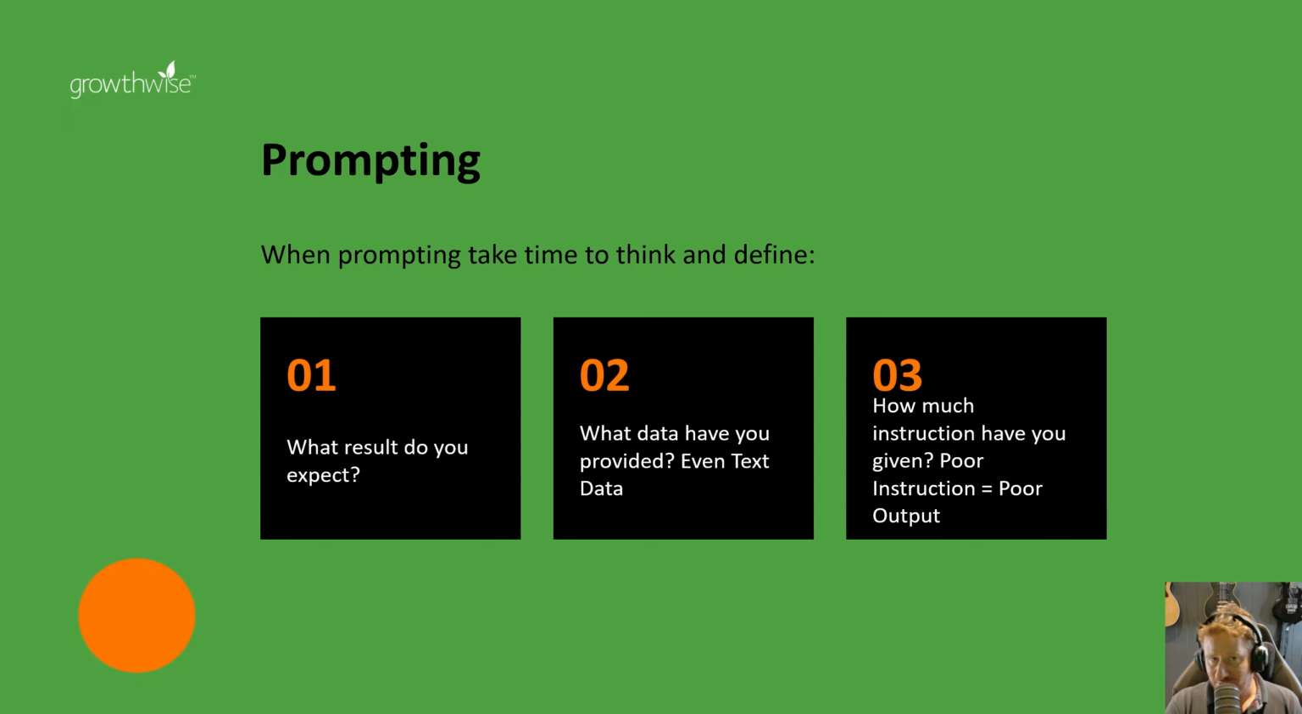So number three kind of relates to number two and what I was just talking about, which is how much instruction have you given? Because if you don't give enough instruction, you're going to get a poor output. So just think good input equals good output. And the more information that you normally give up front, the better output that you're going to get.